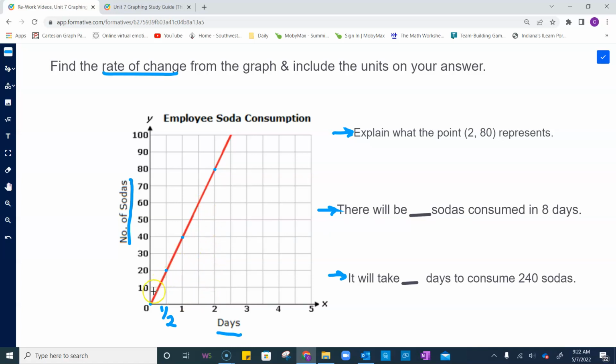Okay, and then our stair step for our K value, remember, is that unit rate. And the unit rate for this graph says it's 40 to 1 day. They drink 40 sodas each day, 40 sodas per day. And we can see that it is consistent, because we will go up to 80 and over 1 day.